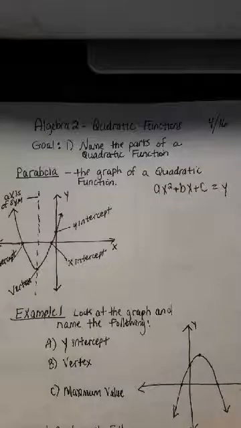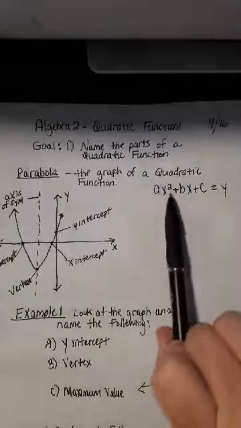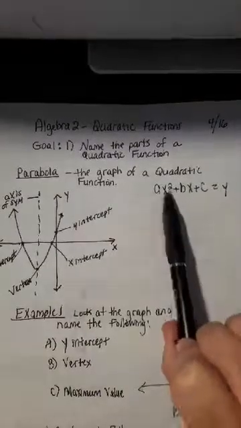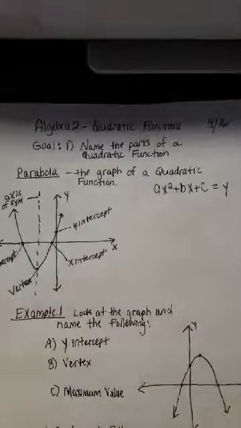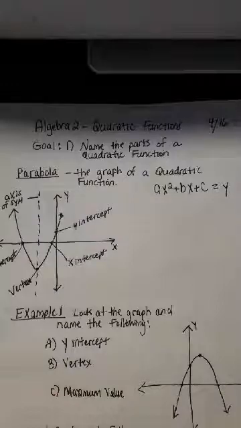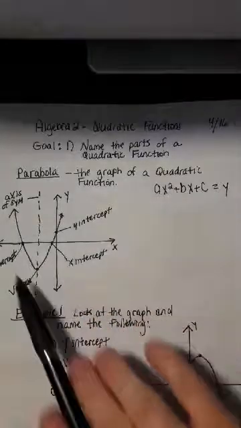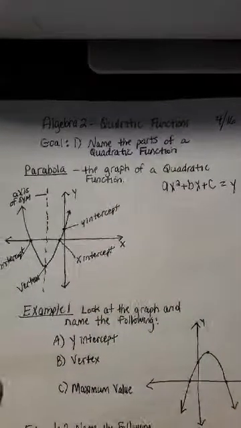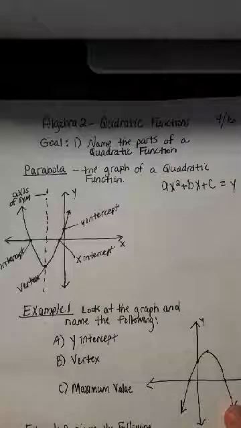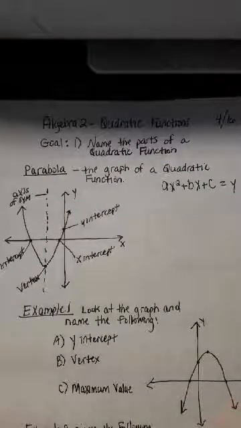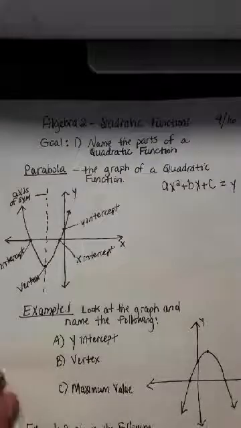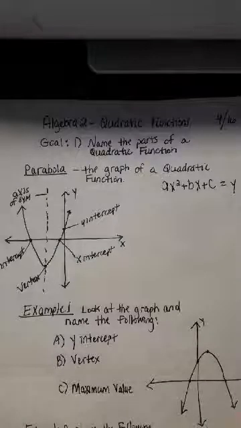The main thing you need to know, though, is that a quadratic function has a degree of 2. That first term has an exponent of 2. What I'm going to do right here is just go over these parts to a quadratic function, to the parabola. They're important parts that you're going to be asked to name in the IXL lesson that you do.